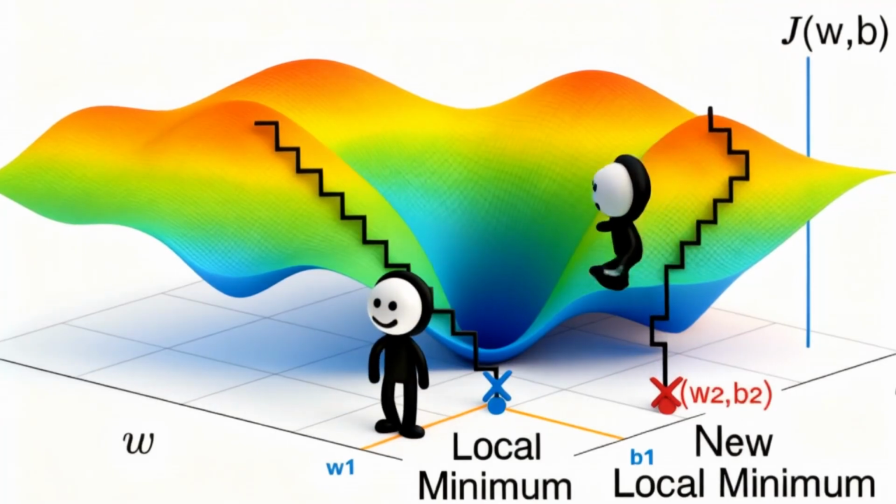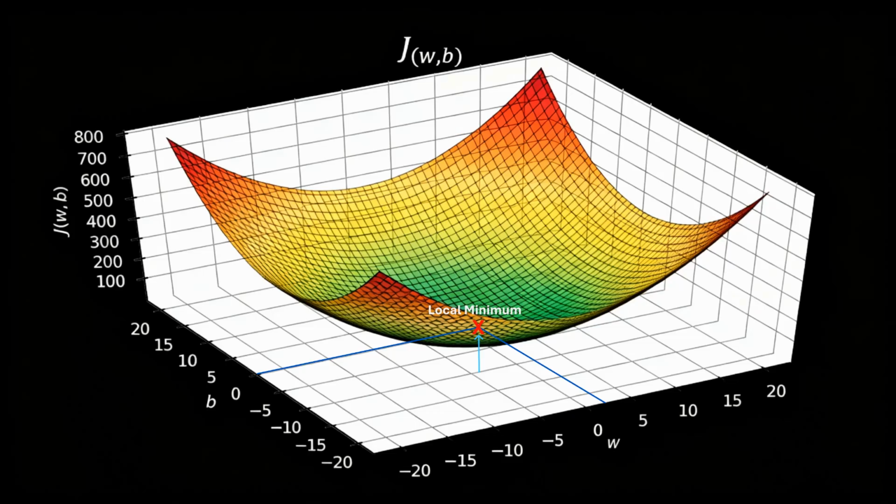For simpler linear regression, the landscape is smooth and shaped like a nice bowl. There's only one lowest point, so no matter where you start, you end up in the same place, always.